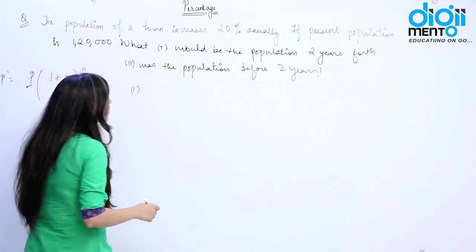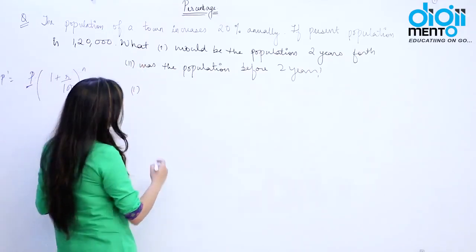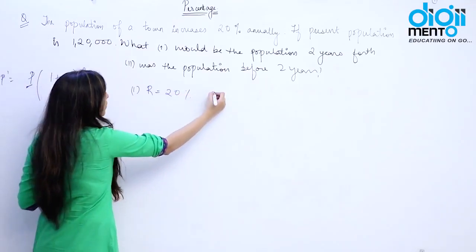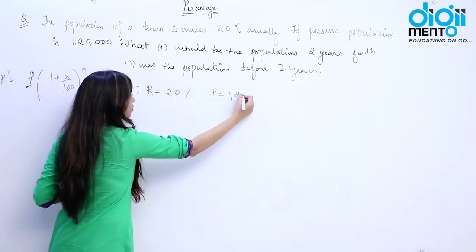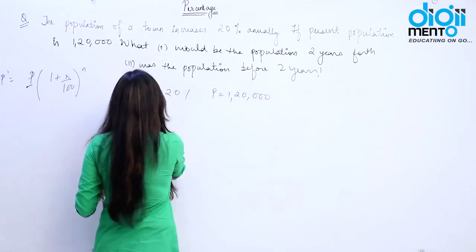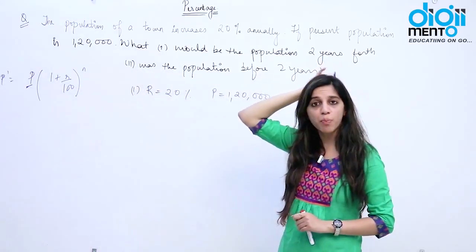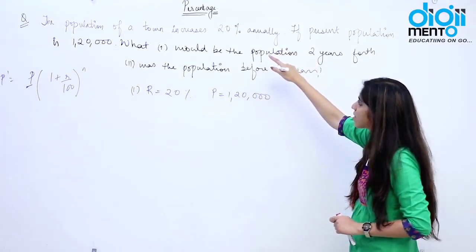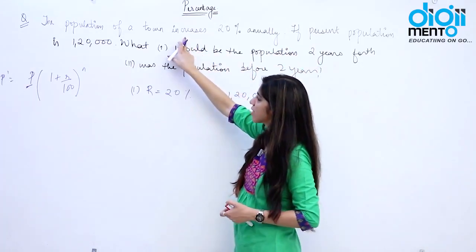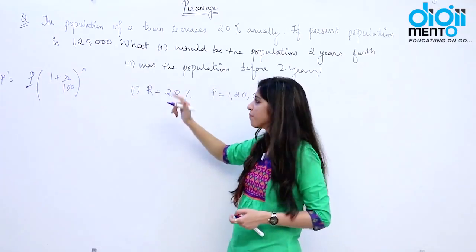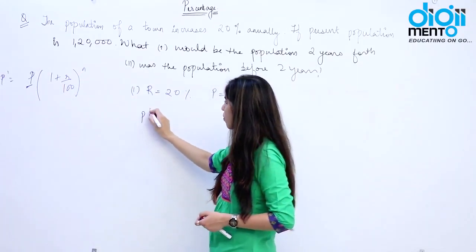So they are saying that this increases by 20% annually, which means the value of R is 20%, and the present population they say is 1,20,000. They are asking what would the population be 2 years forward. See, population is increasing by this rate. If the population was decreasing, you would use a minus sign here, because the population is going to decrease. Since this is increasing, what is going to be the population after 2 years?